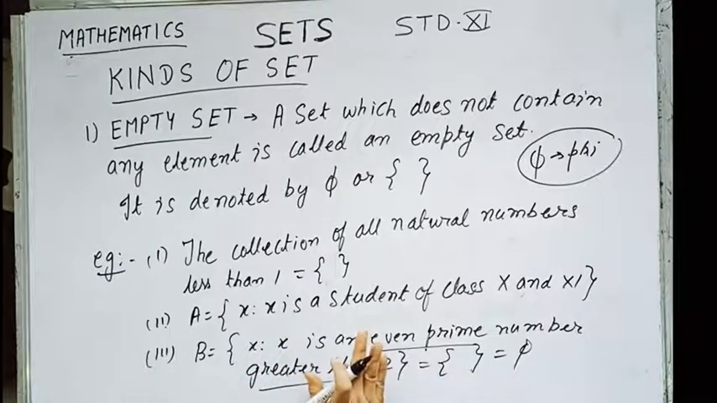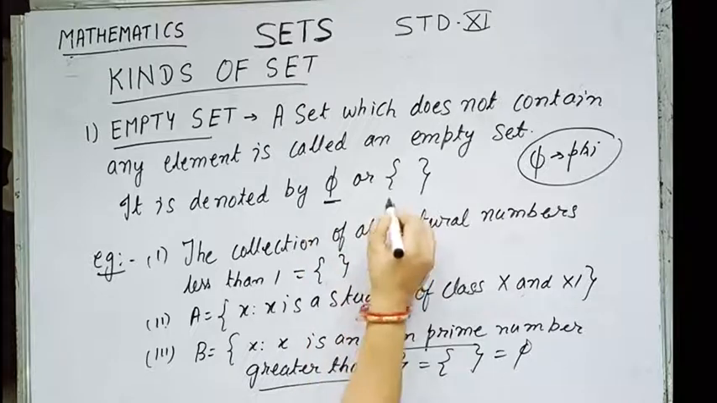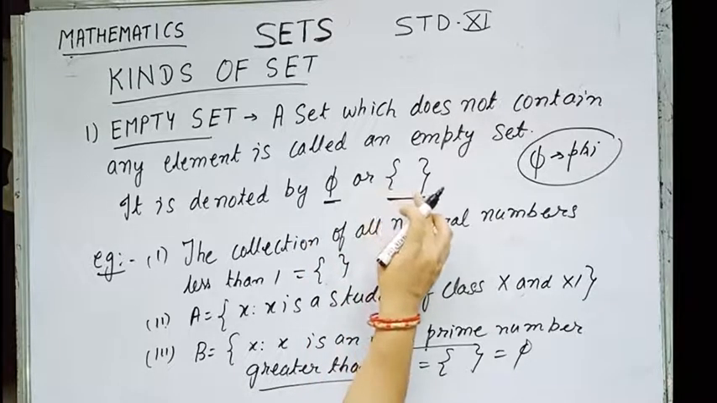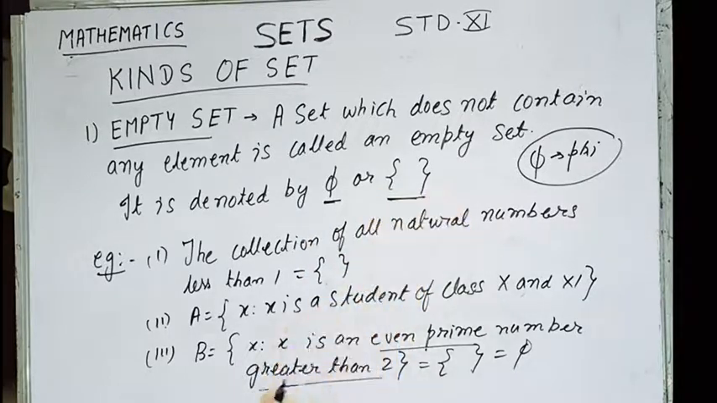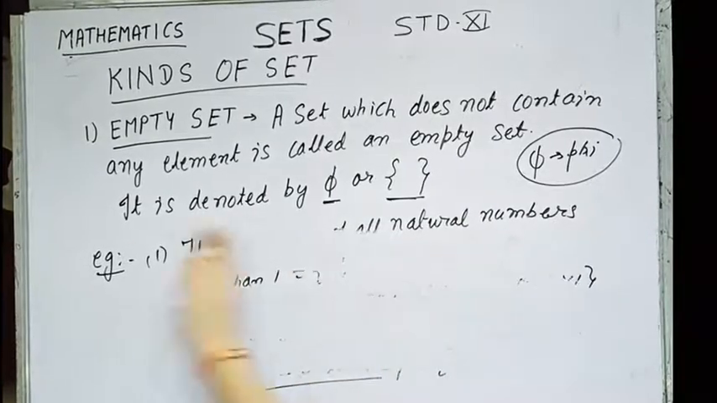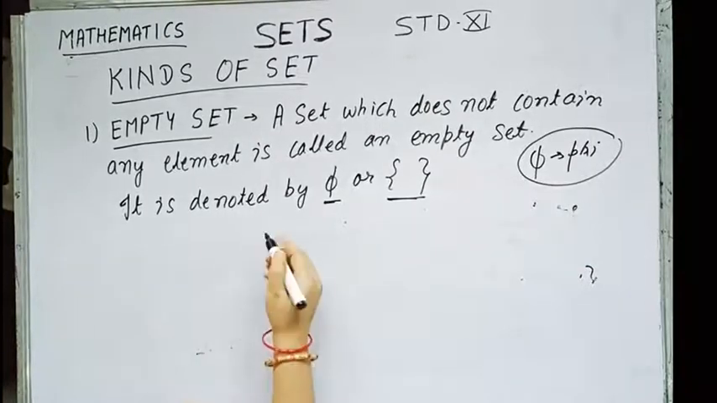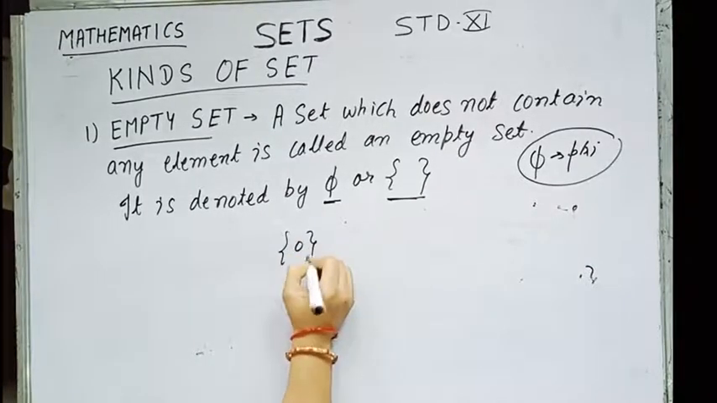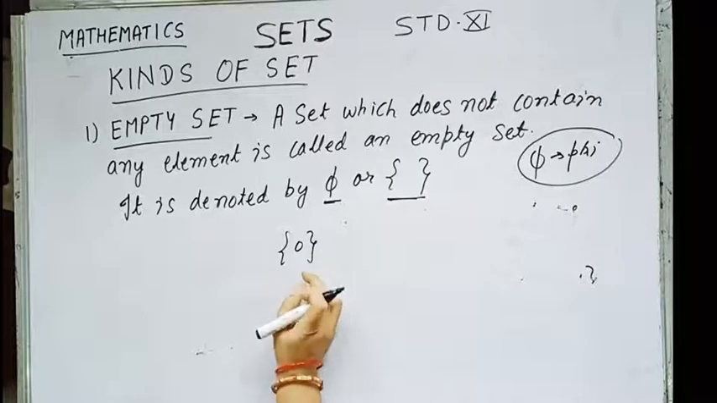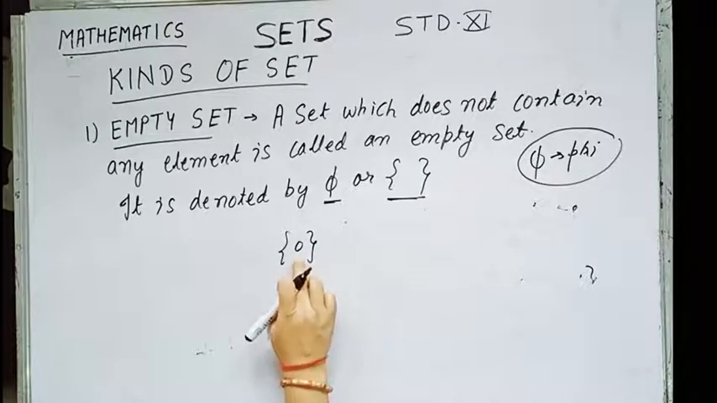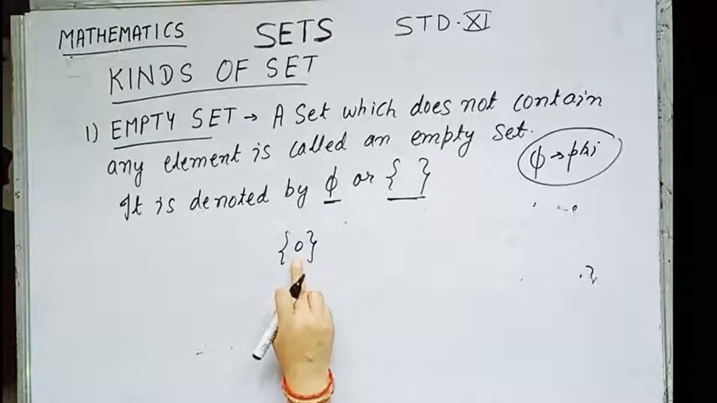So I think you understand, children. Keep in mind this phi, or a set which does not contain anything, is called an empty set. And some students are sometimes confused and take the set containing 0 as an empty set. No, this is a set which contains one element, that is, that element is 0.